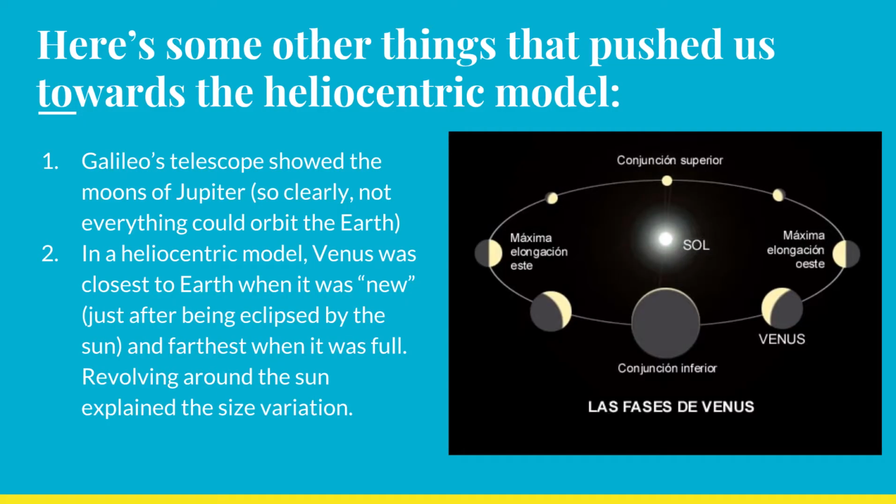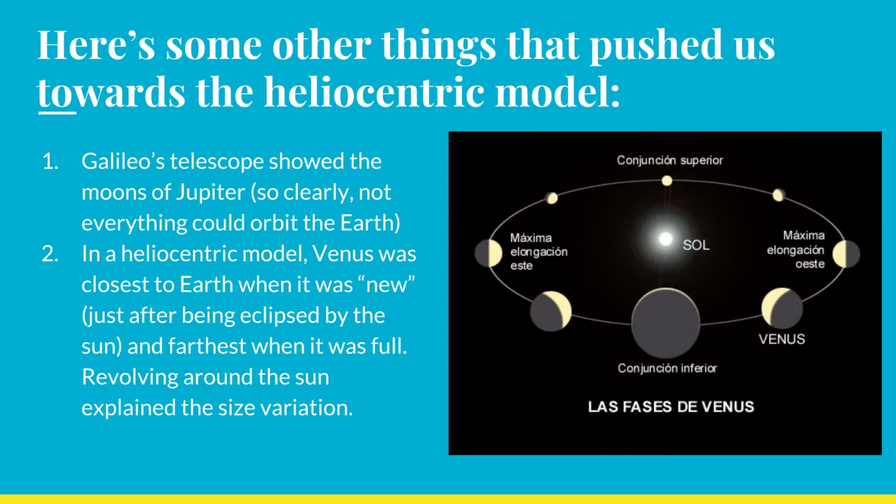So there's a few other things that pushed us toward the heliocentric model, not just our observations of Venus. So again, Galileo's telescope showed us that the spheres were not perfect. Jupiter wasn't perfect, it had moons, so clearly not everything orbits the Earth if something orbits Jupiter. And then the sun had sunspots. There were all these observations that the perfect spheres weren't actually perfect.